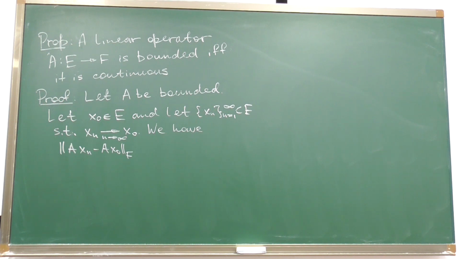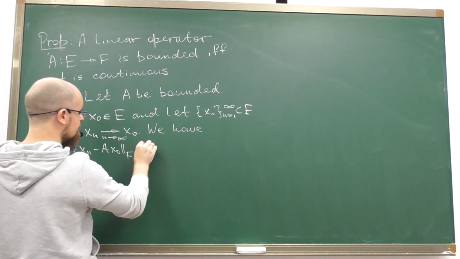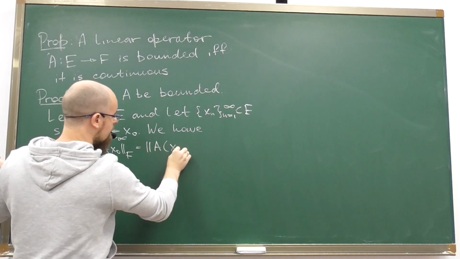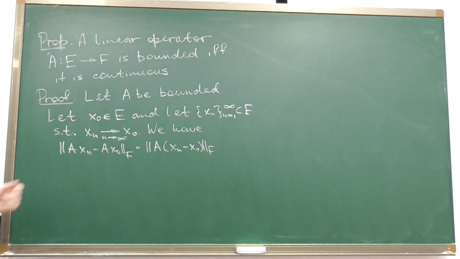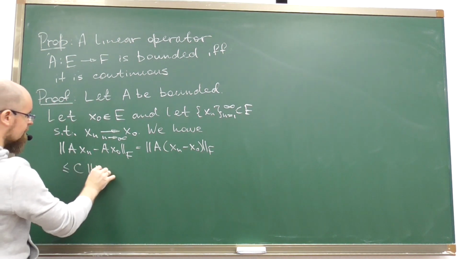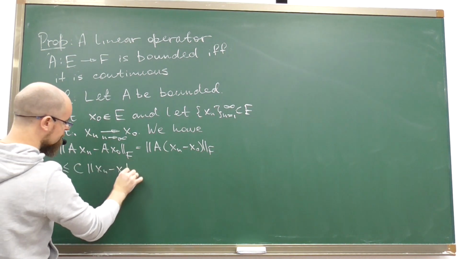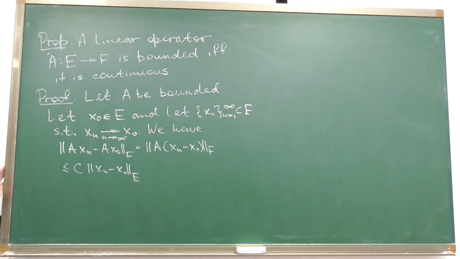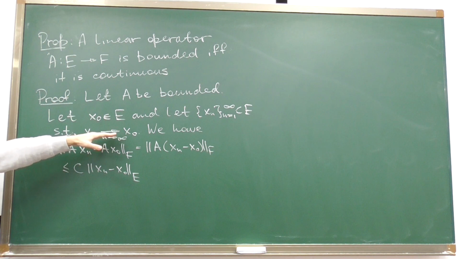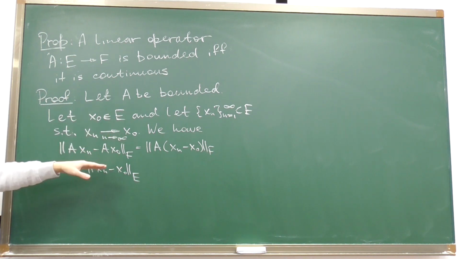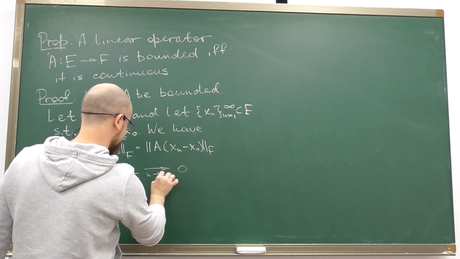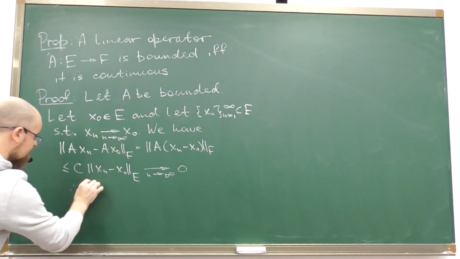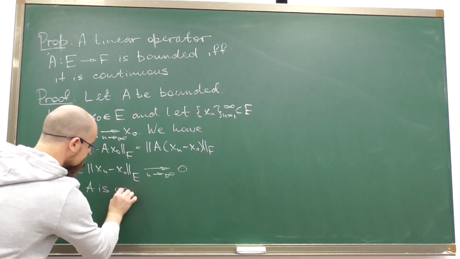So the operator A is linear, so we can write it like this: A of xn minus x naught. And A is also bounded. So this is less than or equal to a constant times the norm of xn minus x naught in E. But xn converges to x naught. So this expression tends to 0. And therefore, A is continuous.